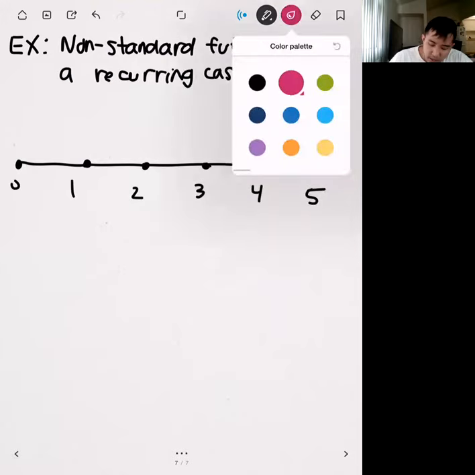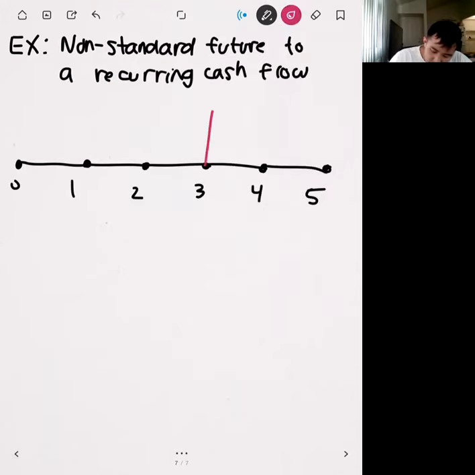Right? And so let's say that we have a single future sum and we have it in year 3. Right? So we'll call this F. And then what we want to do is convert this F into a uniform series that spans all 5 years.